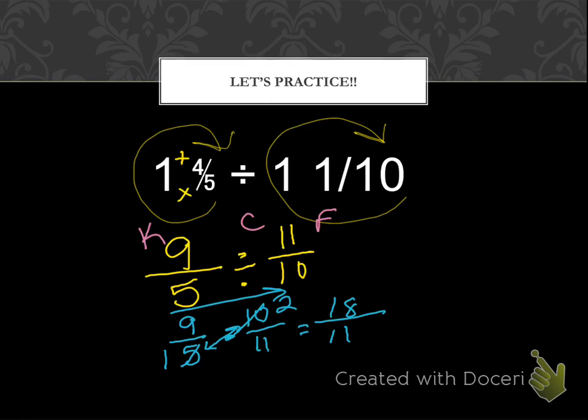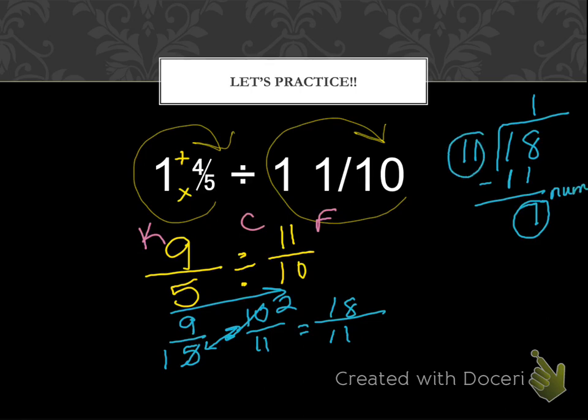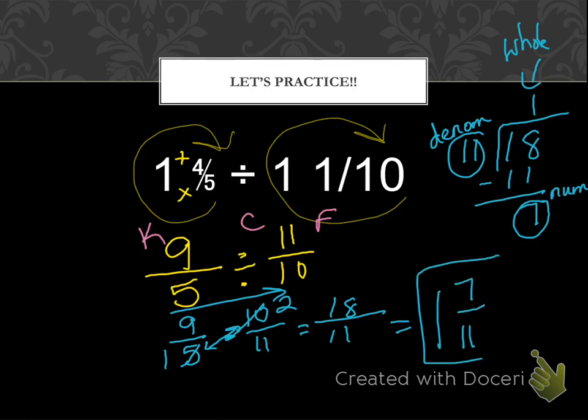This is an improper fraction. I cannot leave it this way. So I'm going to take 18 and I'm going to divide it by 11. It goes in one time. 1 times 11 is 11. Subtract and we get 7. This number that's left over is my numerator. What I divided by is my denominator. This right here is my whole number. So now this becomes 1 and 7/11.